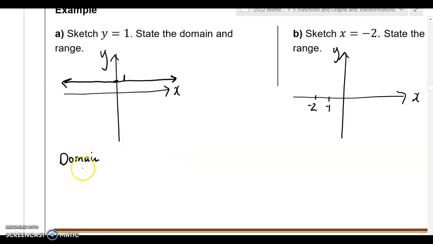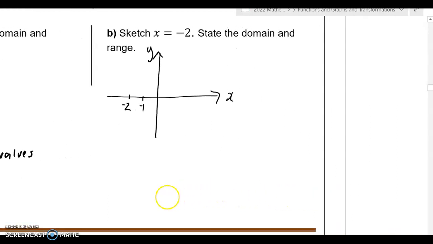So our domain and our range. Well, our domain is going to be all x values. It just happens that y is going to be equal to 1 for each one of those. We'll say all real x values. But our range, what happens to our range? Well, y is only equal to 1. That's all that's going to happen. y can't equal anything else. So that's a nice and easy one.